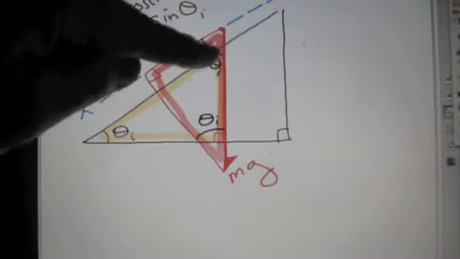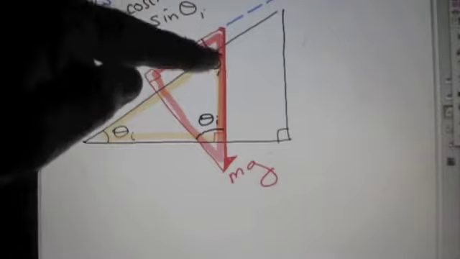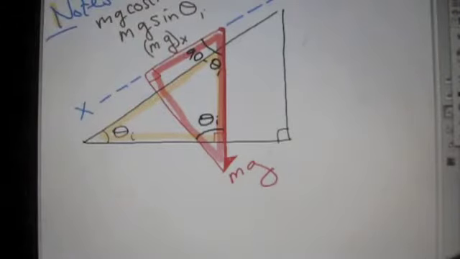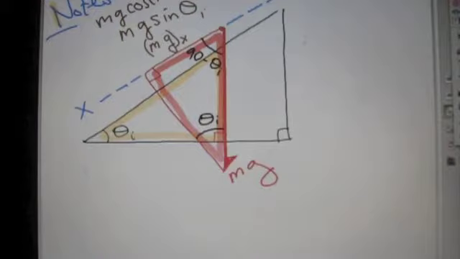The other way of thinking about it is, well, here it's the opposite side for this one, here it's the adjacent side for this one. Okay, so cosine means adjacent, sine means opposite. Okay, I think that's all I had.